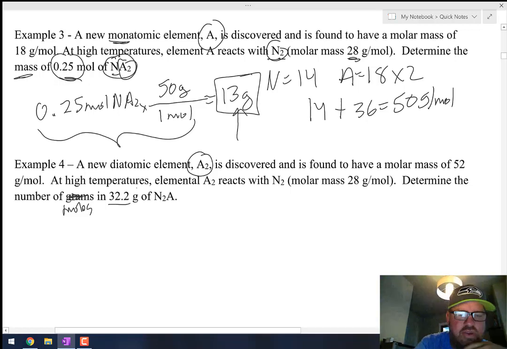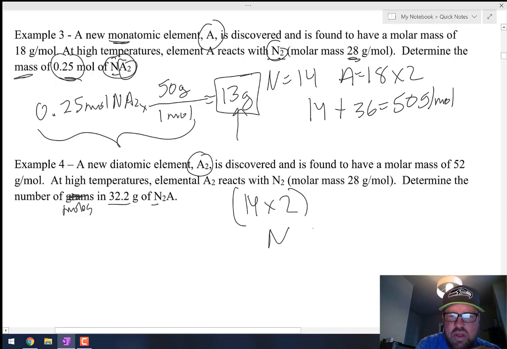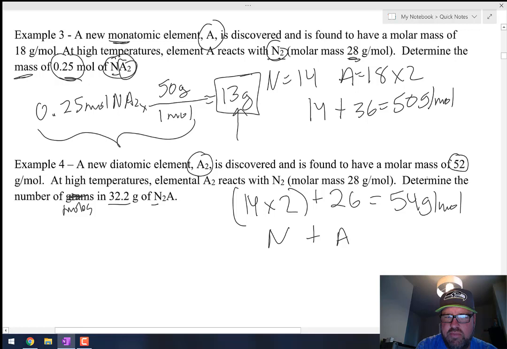It's 32.2. So, first of all, let's figure out the molar mass of N2A. So nitrogen, again, is 14. There's 2 of them, so that's nitrogen. Plus A, again, A2 is 52, so that's 2 A's. So 1 A is just going to be 26. So 14 times 2 is 28. 28 plus 26 is 54 grams per mole.